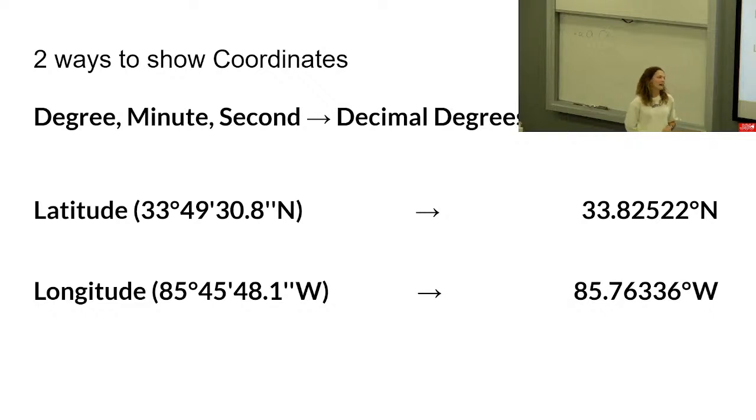So now that we know how to find coordinates on the map, now there's other ways to show coordinates. So we have been talking about degrees, minutes, and seconds, but you can also show it as just decimal, so just decimal degrees.